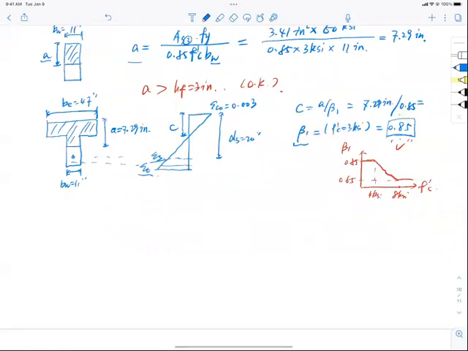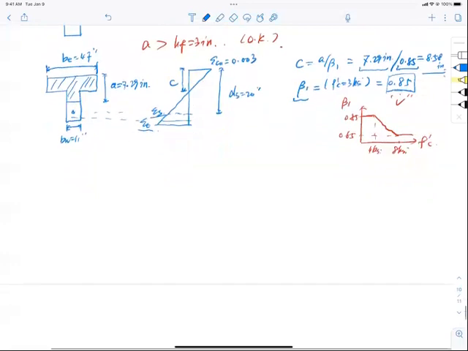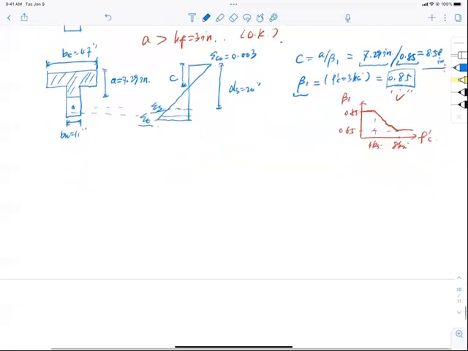And Blake, can you help me finish this at least? 7.29 divided by 0.85, I got 8.58. 8.58, great. Anybody different? Concur? Same, good deal. Okay, so 8.58, nice. So with that, I can proceed. I say, all right, fine.